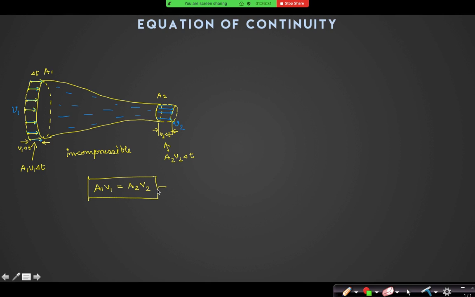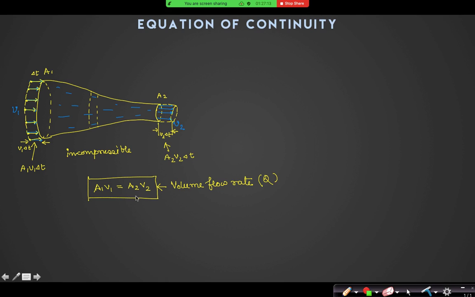Now this A into V is also known as volume flow rate, generally denoted as Q. Volume flow rate means volume per second, meter cube per second. This much fluid is flowing through the tube per second. It is constant throughout. Even if you take any arbitrary cross section, the volume flow rate is Q there too.